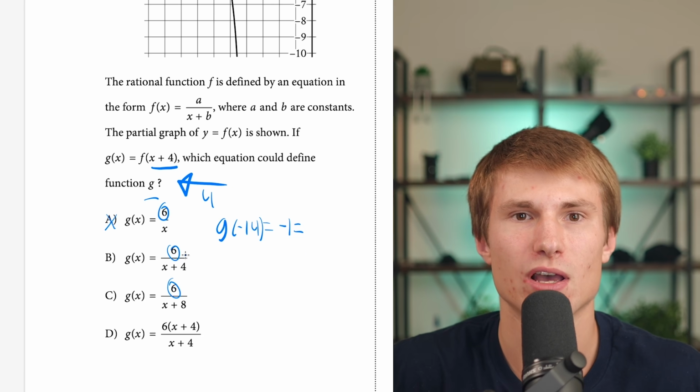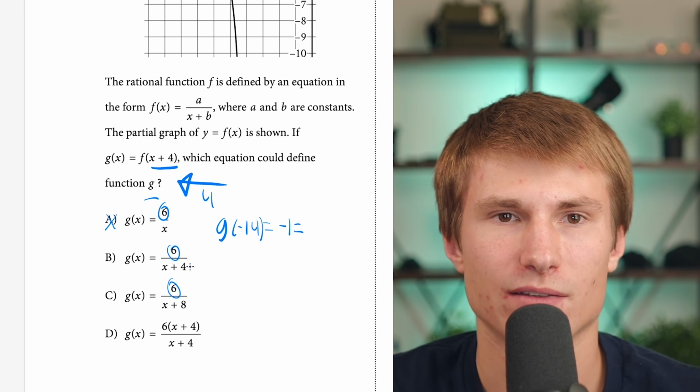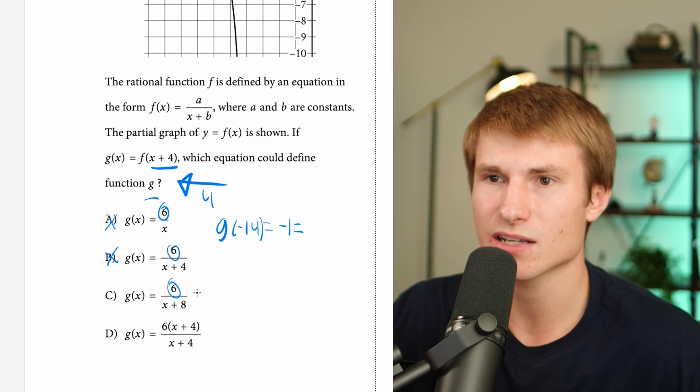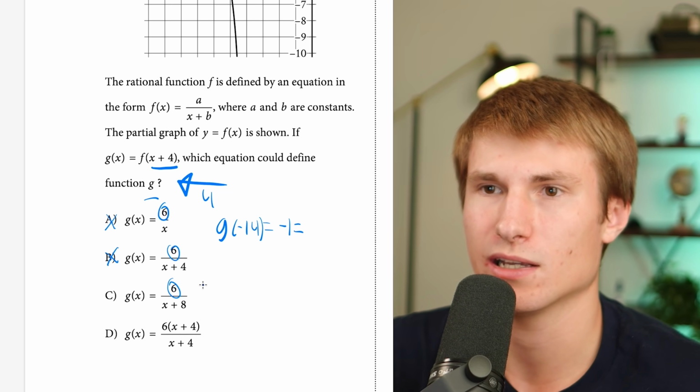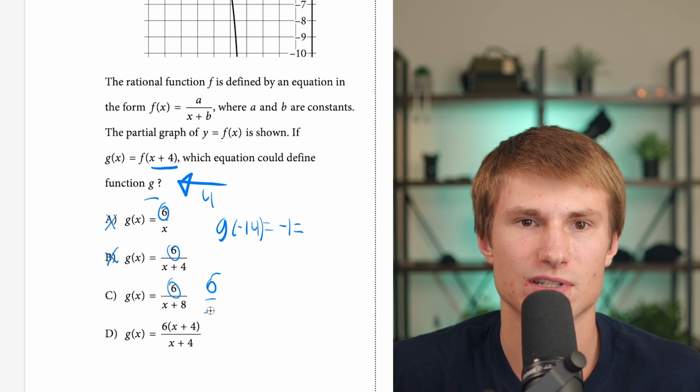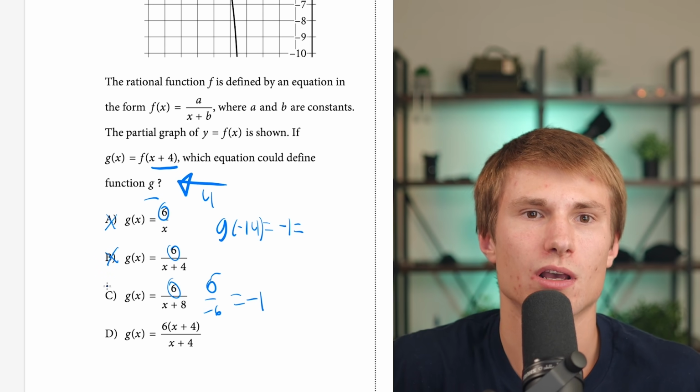I see in B, I'd have 6 over -10, which is also not equal to -1. I see in C that I would have 6 over -14 plus 8. -14 plus 8 is -6. That'd be 6 over -6, which is equal to -1. So I see C would be my answer.